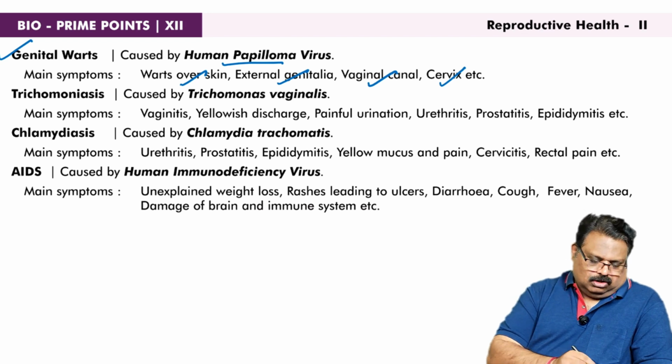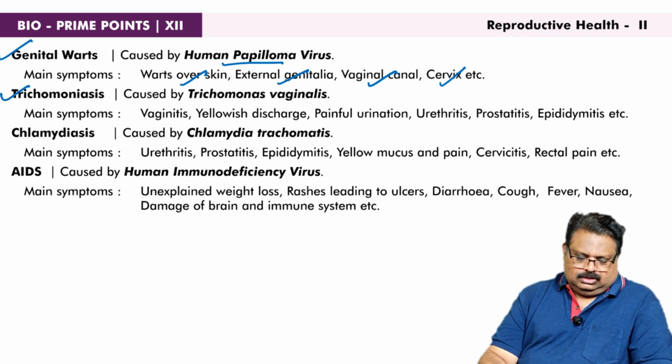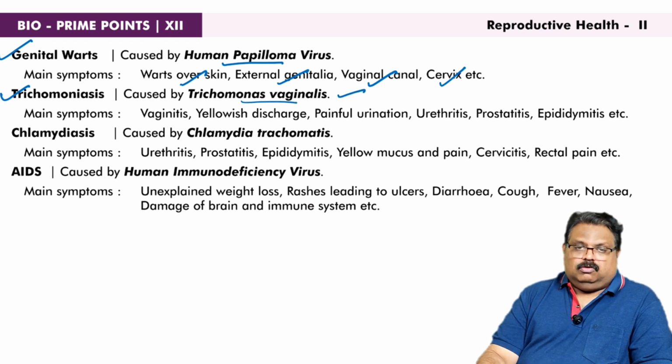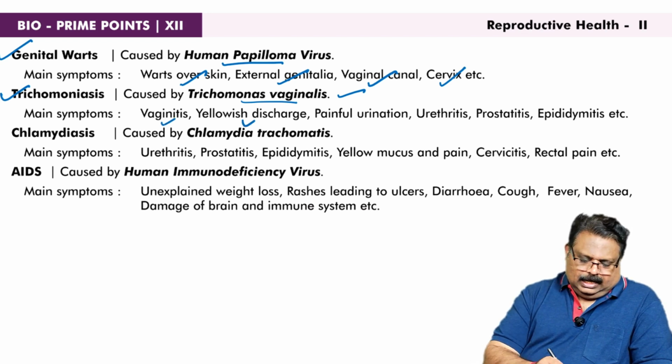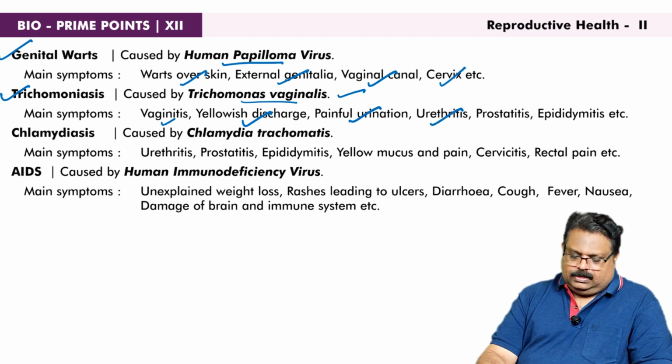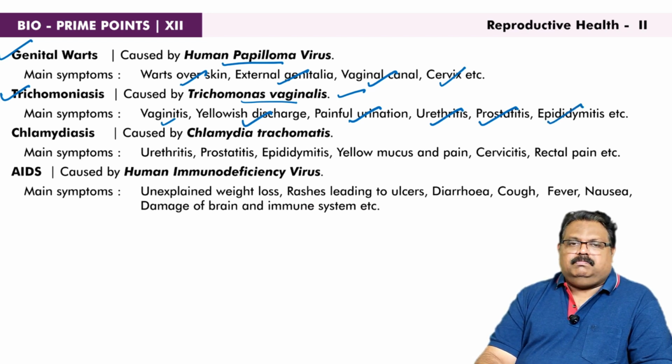Then another disorder is called trichomoniasis, caused by Trichomonas vaginalis. That is the causative organism of trichomoniasis. Main symptoms include vaginitis, that is inflammation of the vaginal canal, yellowish discharge, again painful urination, urethritis, inflammation of urethra, prostatitis, inflammation of prostate gland, epididymitis, inflammation of epididymis.